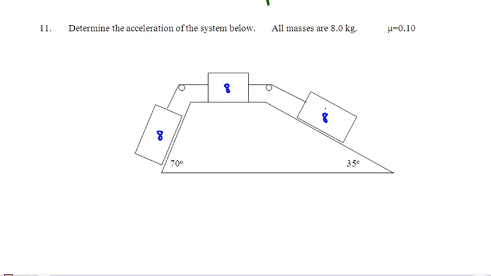The center box isn't too bad. It's going to have an mg going down. The mg on that one, it's really close to 80, because g is really close to 10. It's actually 78.4.